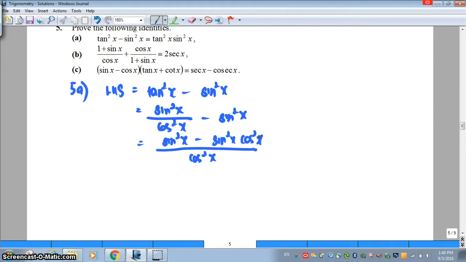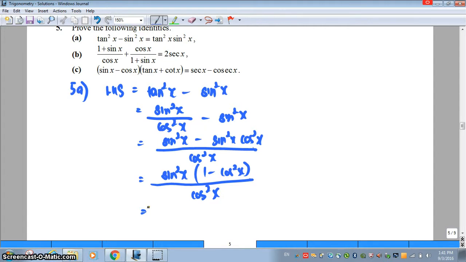After changing them to a common denominator, you notice there is a common term. And what is that common term? Sine square x. And what's left behind? Now there is some decision making to be done. 1 minus cosine square x.